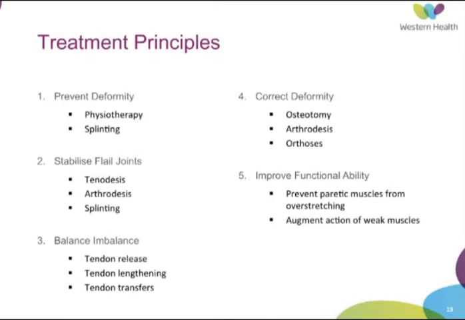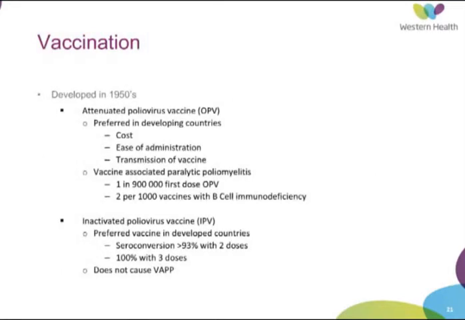So I'll just talk quickly about vaccination, trying to end on a more positive note, I guess. This was developed in the 1950s, and the first was the oral poliovirus vaccine. This is an attenuated poliovirus. It's the preferred method in developing countries, and this is related to the cost. I think it's 11 US cents per dose. And the ease of administration, so most of these patients in the developing countries are being treated by volunteers, not necessarily medical staff. So obviously the oral is preferred over intramuscular injection.